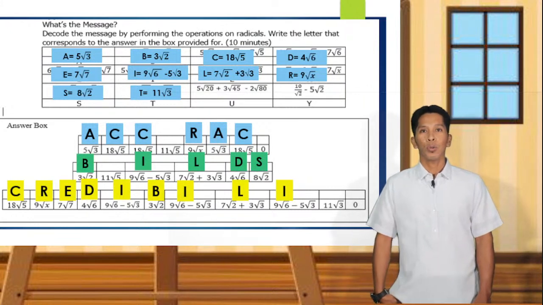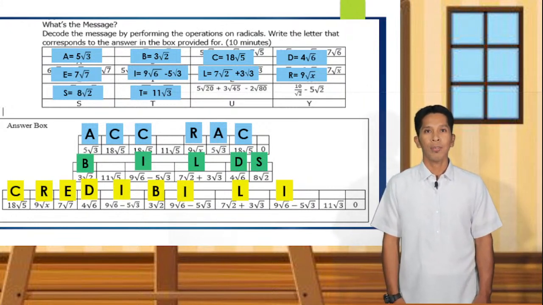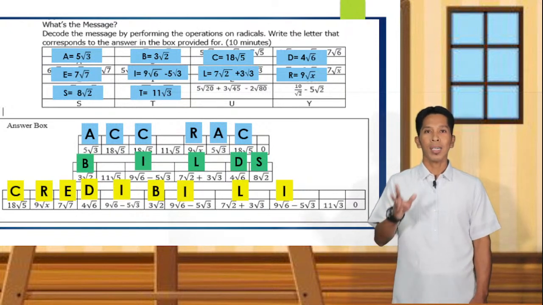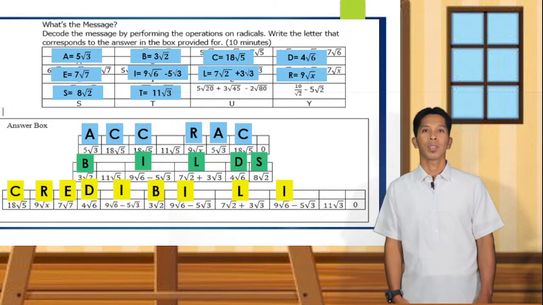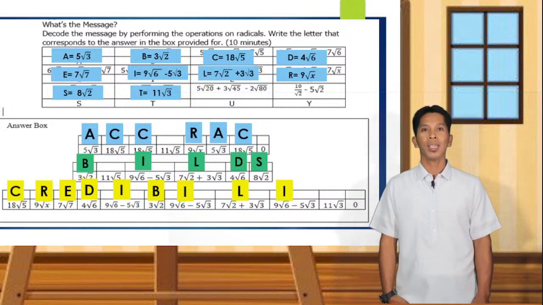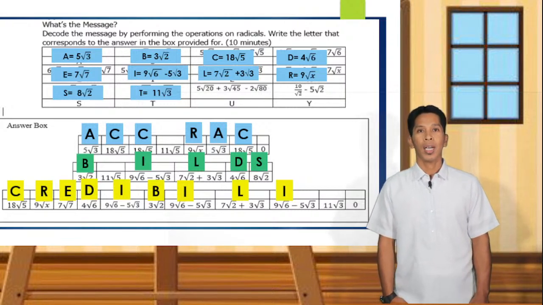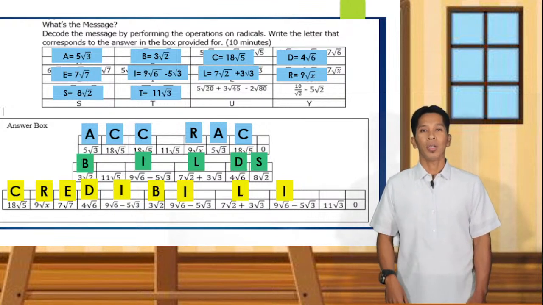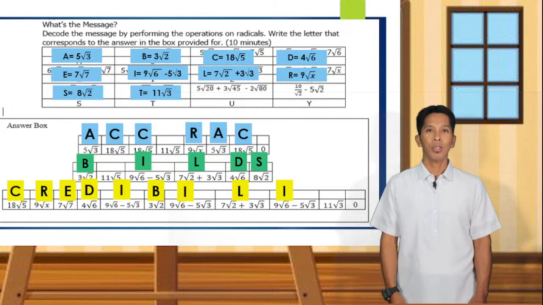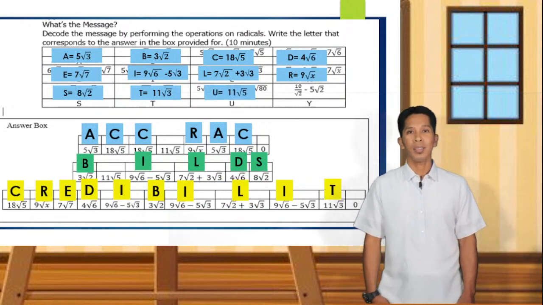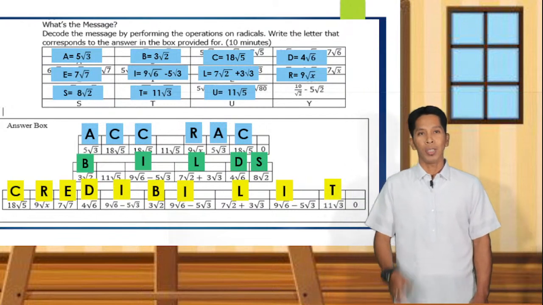5 square root of 20 plus 3 square root of 45 minus 2 square root of 80. So we simplify each radical expression. So 5 square root of 20 plus 3 square root of 45 minus 2 square root of 80. So we simplify the first one, the second, and the third. So the answer will be 11 square root of 5. We're down to the last one.